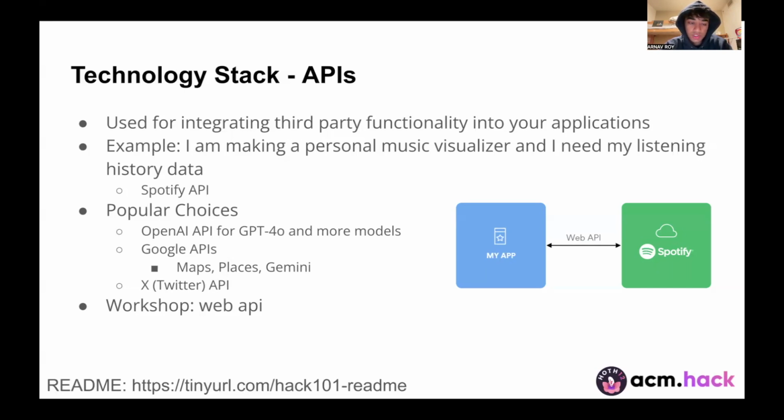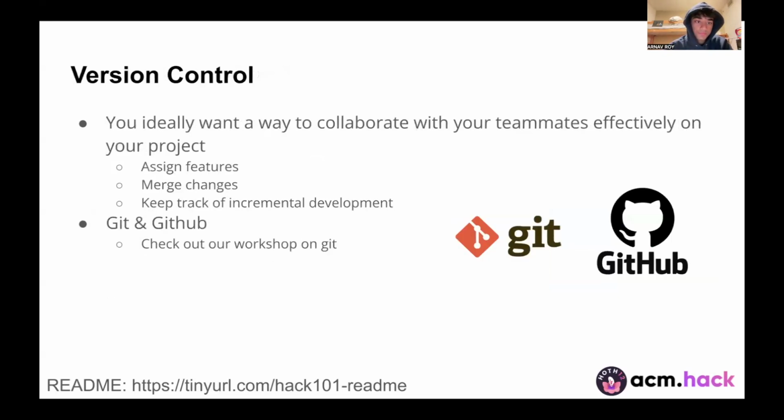So some popular choices are the OpenAI API for GPT-4o and other models. The Google APIs, specifically Maps, Places, and Gemini, are pretty popular ones. Maps, obviously Google Maps, Places for location names, and then Gemini for their large language model. And then also the Twitter API. We also have a workshop on APIs, so be sure to check out the web API workshop. And if I'm not mistaken, that will help you get started on using, I think, the Spotify API.